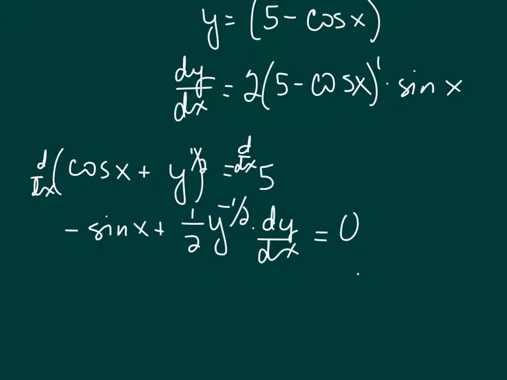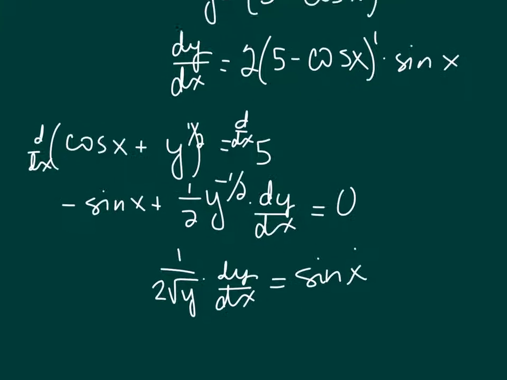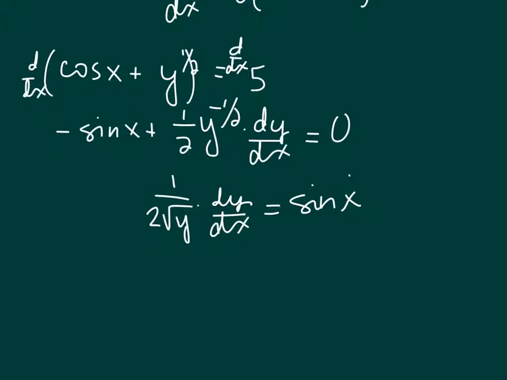And now I need to isolate dy/dx. So I'm going to move the sine x to the other side. So basically I have 1 over 2 root y times dy/dx is positive sine of x. And I'm going to, again, isolate dy/dx. So I'm going to multiply both sides by 2 root y. So I get dy/dx is 2 root y times sine of x.